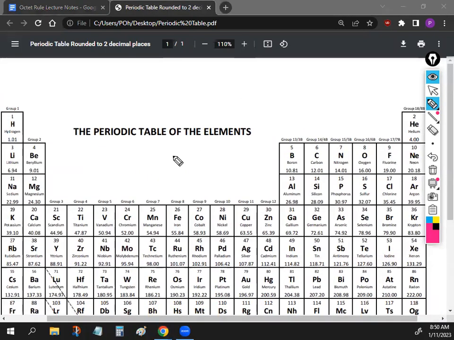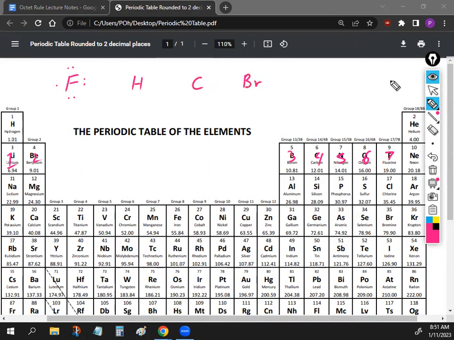How many valence electrons does F have? 7. Yeah, it's 1, 2, 3, 4, 5, 6, 7. So F is really easy to draw. You just need to put 7 valence electrons around it. That's it.